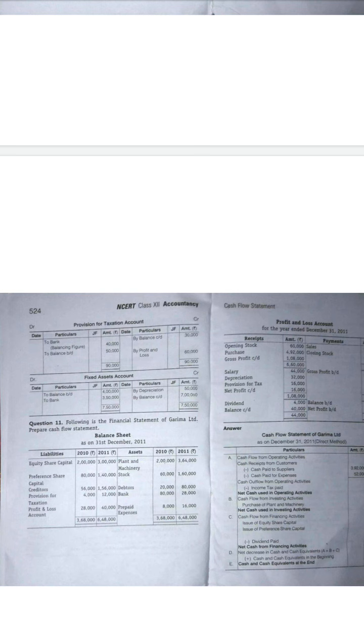So what is the journal entry? Profit and loss account debtor to provision for taxation account. This is the journal entry. So in the provision for taxation account, how will it appear? By profit and loss account. You already studied how to post the journal into the ledger. So the journal entry is profit and loss account debtor to provision for taxation account. In the provision for taxation account, it will appear on the credit side as by profit and loss account. The amount is 60,000, given in the additional information.